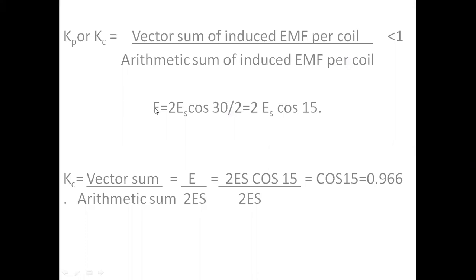See here, the pitch factor or coil span factor is denoted by Kp or Kc. Pitch factor Kp or coil span factor Kc, both are equal, is equal to the vector sum of induced EMFs per coil divided by the arithmetic sum of induced EMFs per coil. So this is always less than 1. Always less than 1.